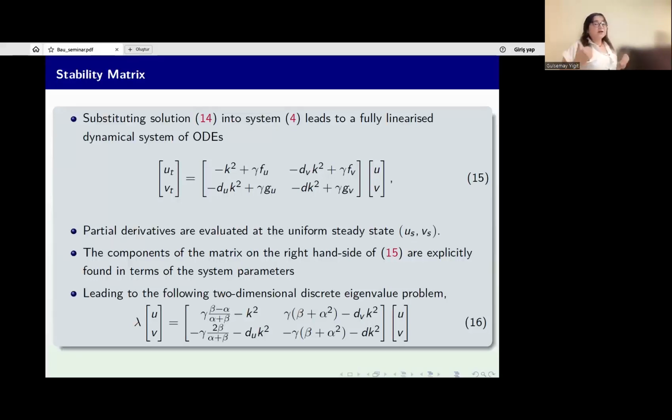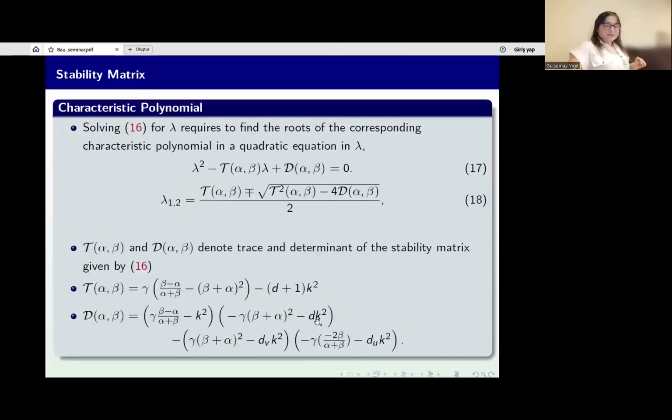Therefore, we are going to have a fully linearized dynamical system of ODEs, having this time, as you can see, k squared, gamma, d, du, dv. All we need is now inside the matrix on the right side. And when we calculate f, g, remember those are the reaction functions, and we calculate their partial derivatives, and we substitute into the system, it will lead to the two-dimensional discrete algebraic eigenvalue problem. And this matrix on the right is referred to as the stability matrix.